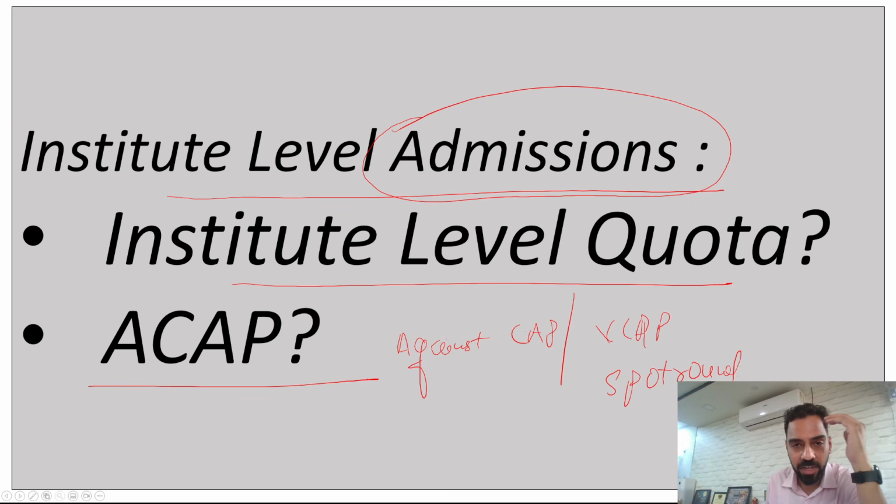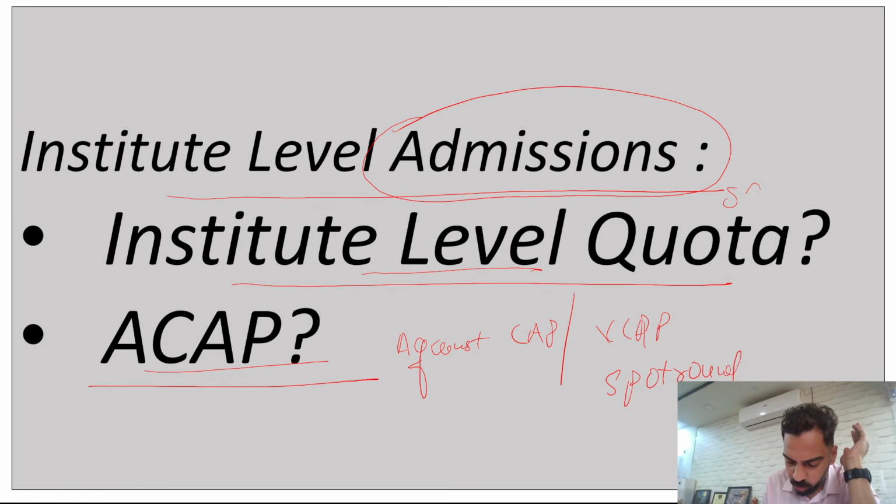So now which type? Let's say for example, if we talk about Sydenham, if you refer to my previous year's video, 30% of the seats of Sydenham were vacant in the spot round. These were filled through the spot round, that is A cap round or V cap round, whichever way you would want to call it. So these are the types of admissions that happen at the institute level, that is institute level quota, and A cap, that is the seats that remain vacant after all the cap rounds.